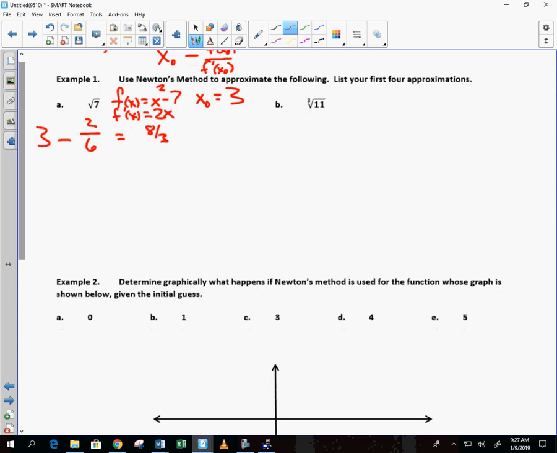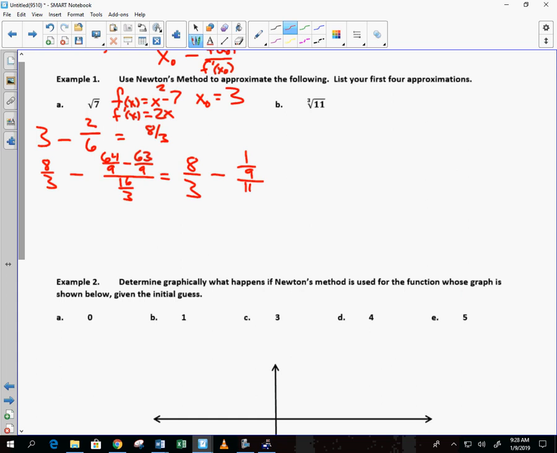Let's do another one. What do I take with this 8/3? I plug it back in. I do 8 over 3 minus f of 8 over 3. Yep, sure, x sub 1. If I plug 8 over 3 into this, 8 over 3 squared, 64 ninths, minus, I'm going to turn 7 into ninths, 63 over 9, all over 16/3, right? And so what you get is 8 over 3. What's 64 ninths minus 63 ninths? 1/9.